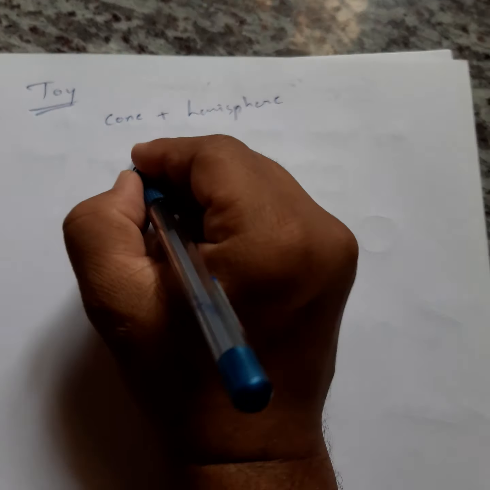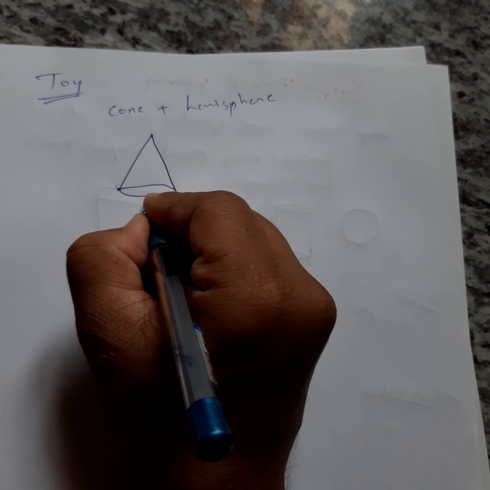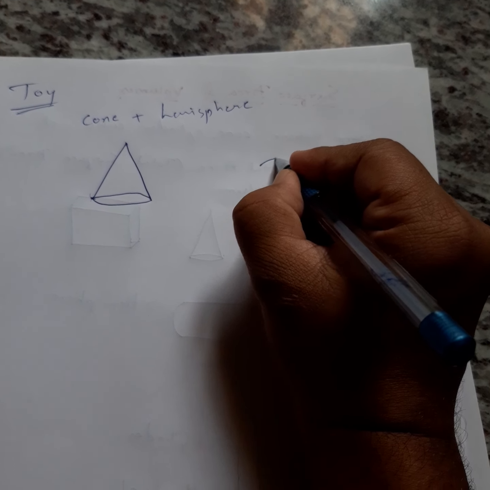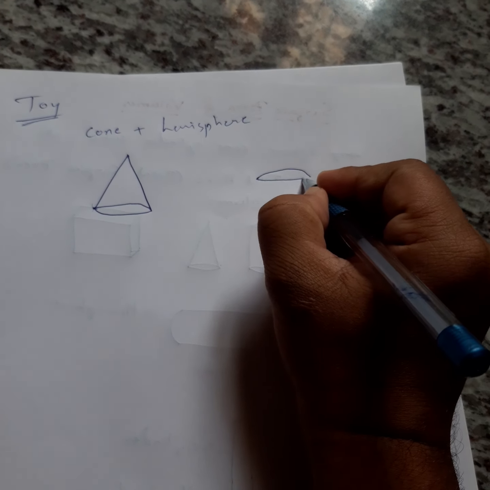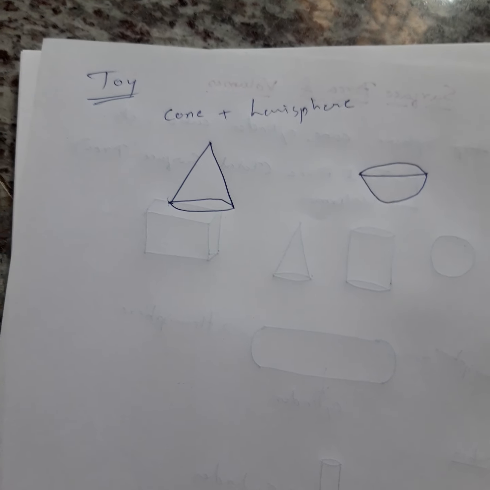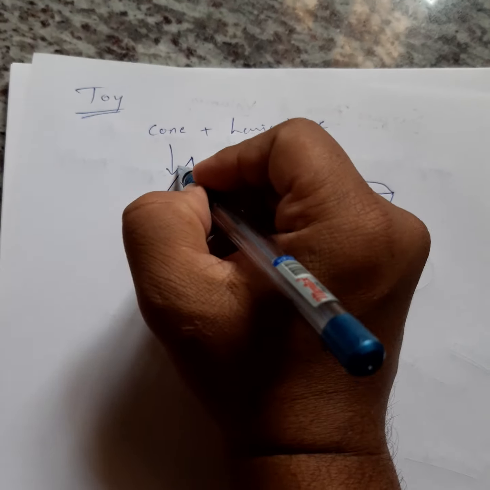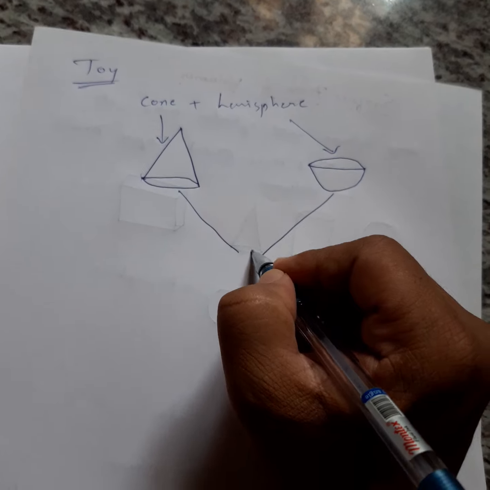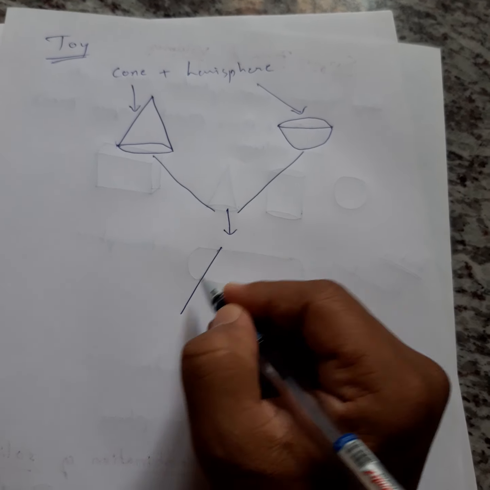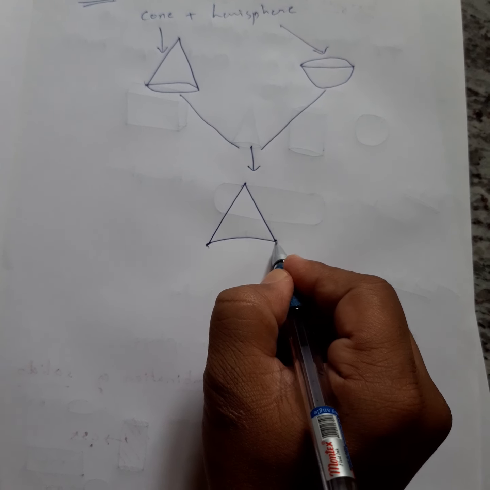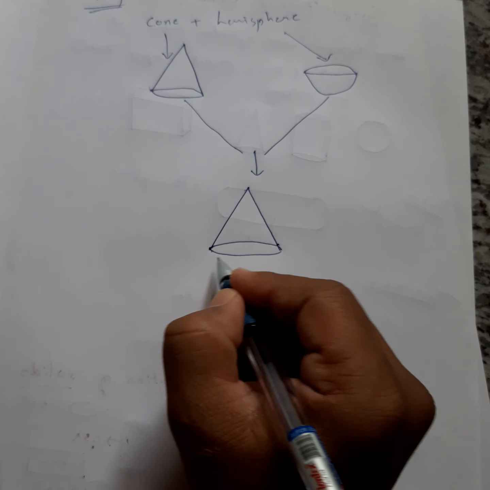So what I will do is I will just draw a cone. So this is my cone and this is my hemisphere. I'm just going to combine these two to form a toy which is looking like this.